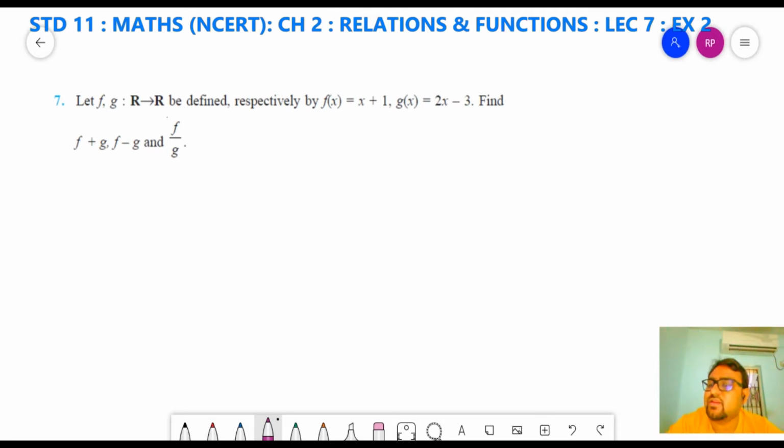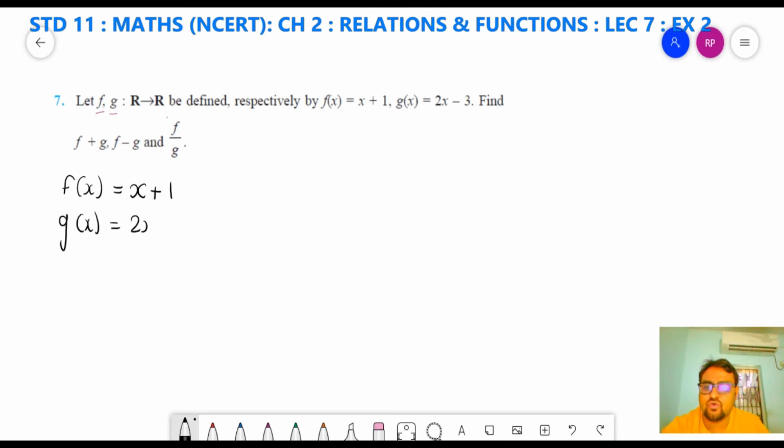Question number 7. Let f, g: R to R. So see here two functions are given, f and g. We define them respectively by f(x) equal to x plus 1, and g(x) is equal to 2x minus 3. You have to find out f plus g, f minus g, and f into g.